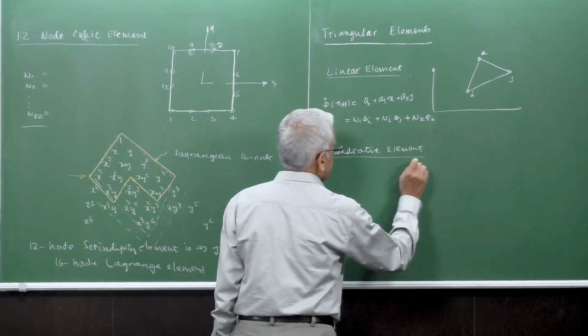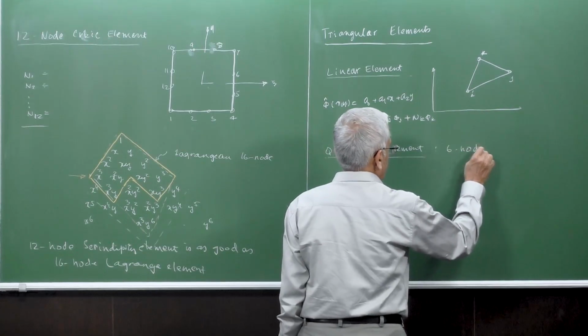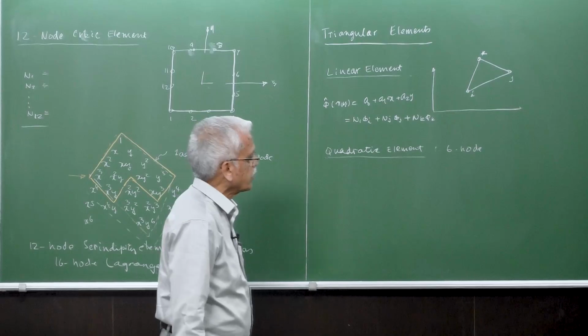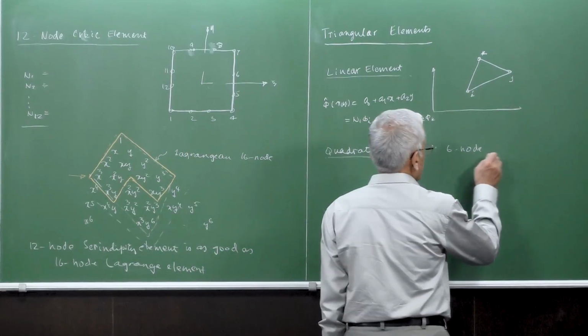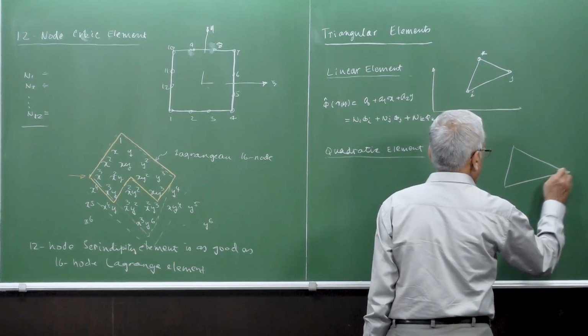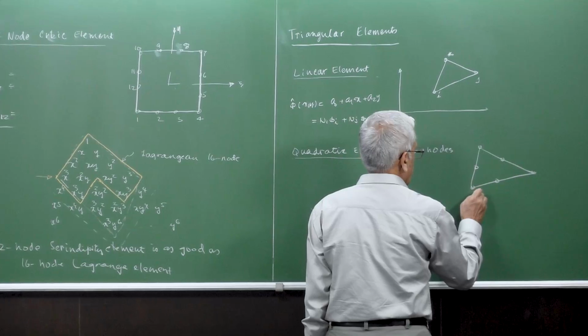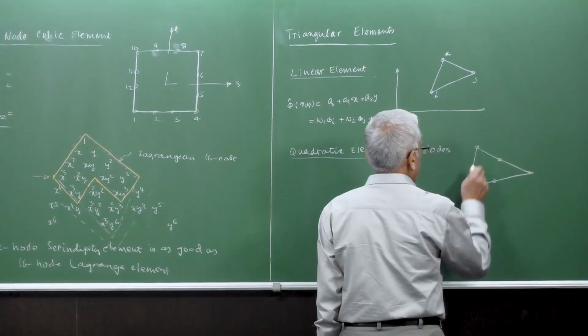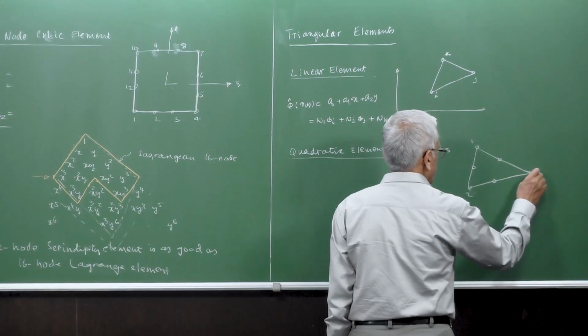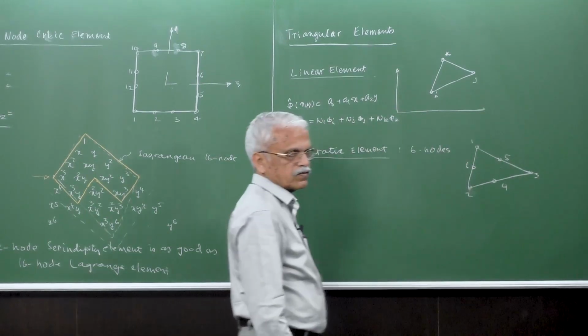So the next one is the quadratic element of 6 nodes, which has 6 nodes: 1, 2, 3, 4, 5, 6. So these are the 6 nodes.